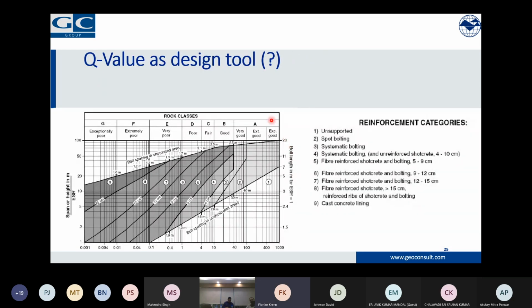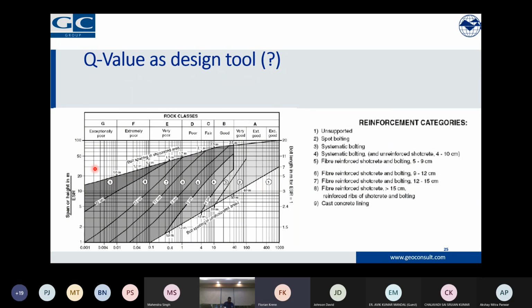And many of you will know that chart. I put a question mark in here as a design tool because I still, and many others, see it a bit critical to just take one chart. But at least we have here the span. So that means a 10-meter road tunnel would basically run along this line, whereas the 20-meter span road tunnel would run along this line, which is quite a difference already, and means that the same support system cannot be used with different spans.